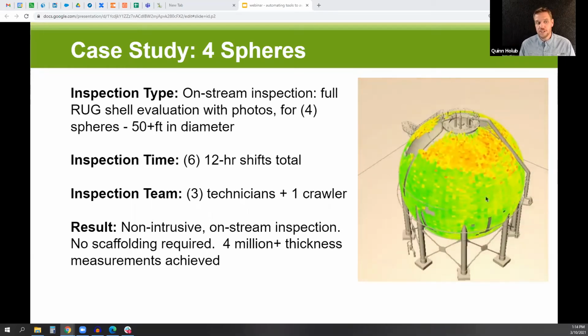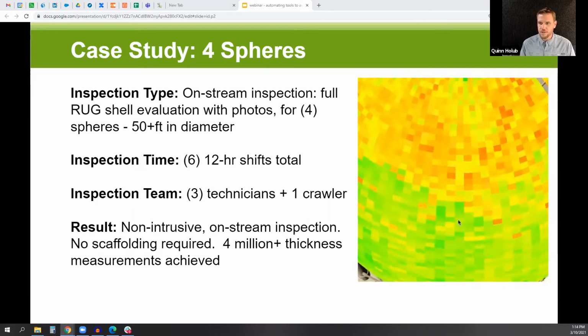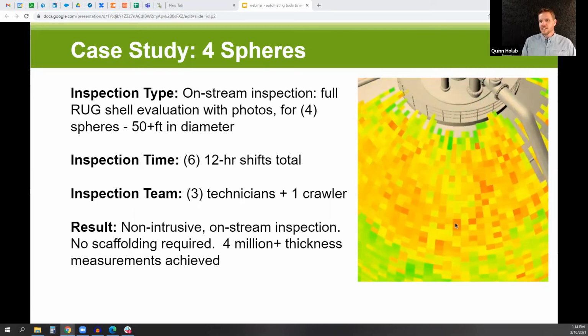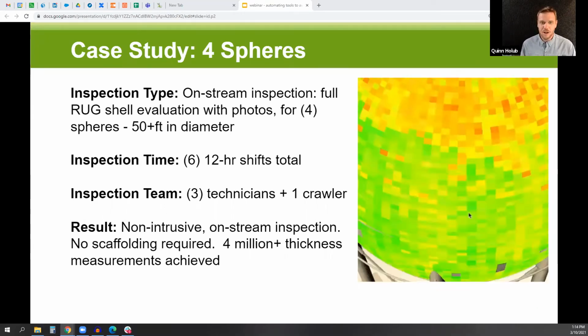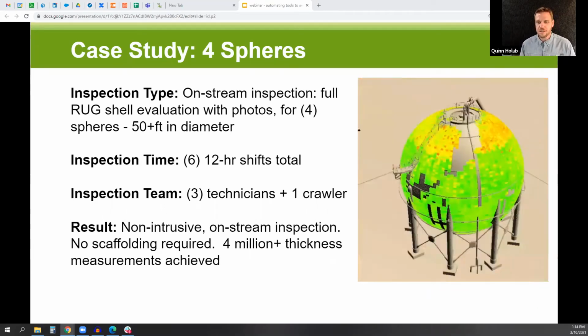And we're able to do this for all 4 spheres in just 6 working shifts. So it's a very fast technology that gives you a really high level of data density. Obviously, that data can be extrapolated and used for models such as the one that you're seeing here.